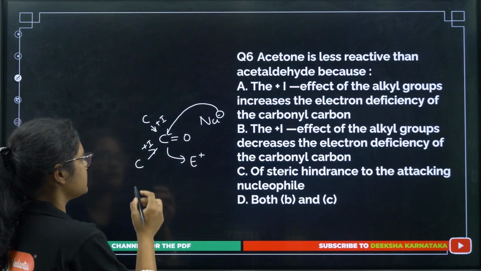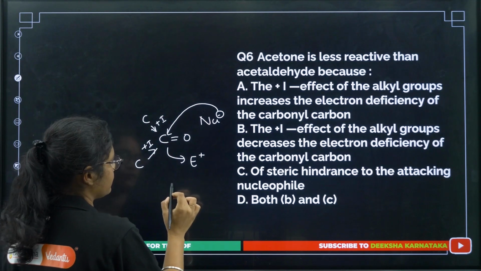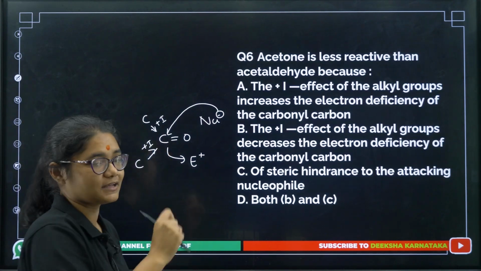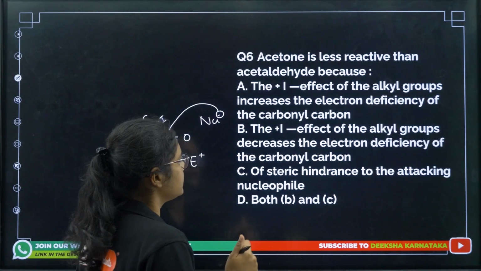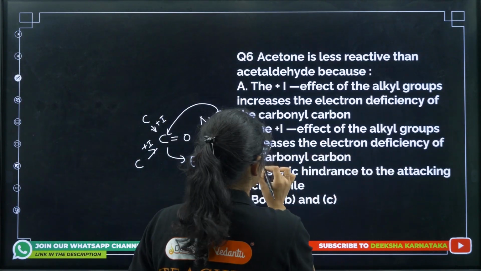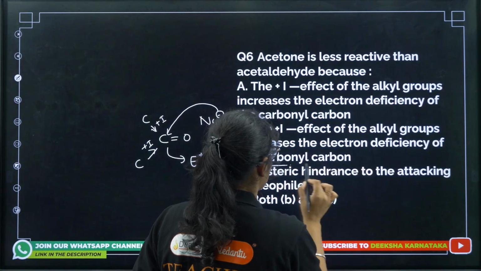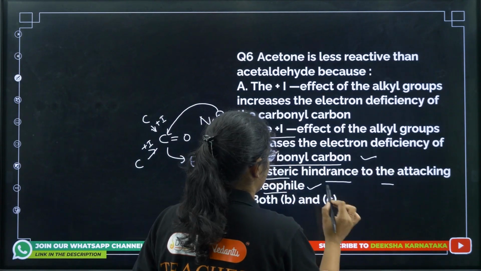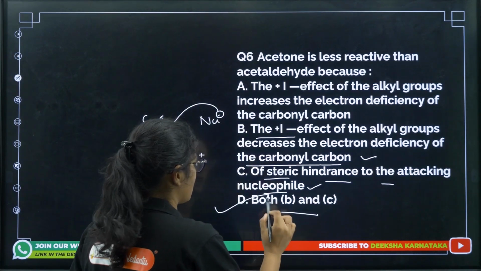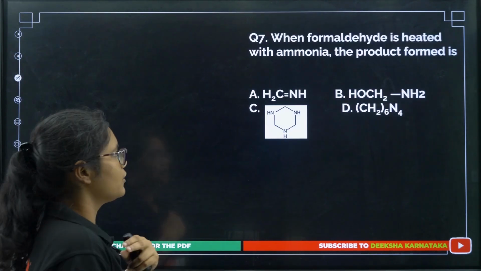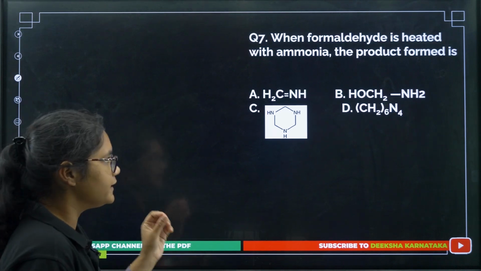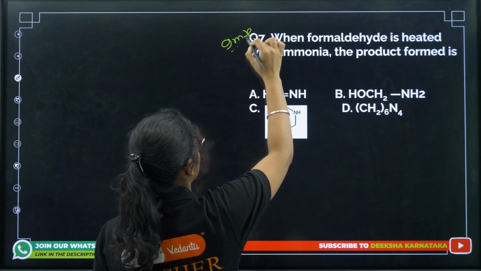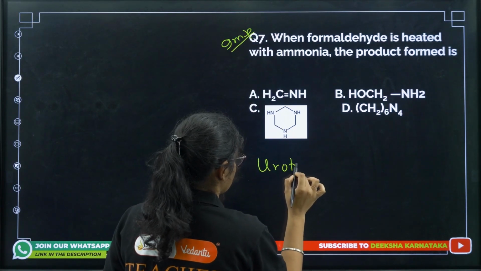So that is one reason. And the second reason is that due to these alkyl groups, there is more steric hindrance. So the nucleophile does not find it easy to come and attack this carbon. So the two reasons are that the plus I effect of the alkyl groups decreases the electron deficiency of the carbonyl carbon, this statement is correct, and the steric hindrance of the attacking nucleophile. Okay, so both B and C, so the correct answer is option number D here. Okay, when formaldehyde is heated with ammonia, the product formed is. This is an important question. The product formed here is called urotropine.